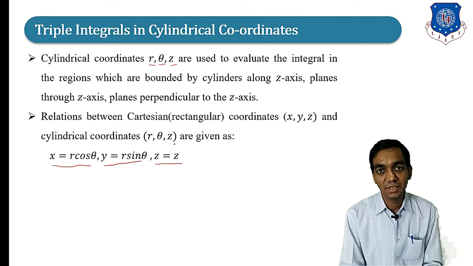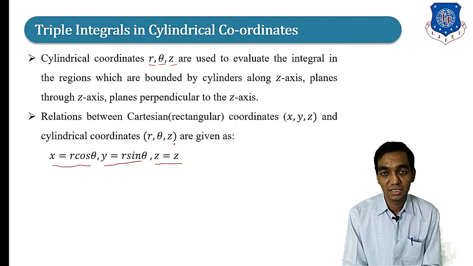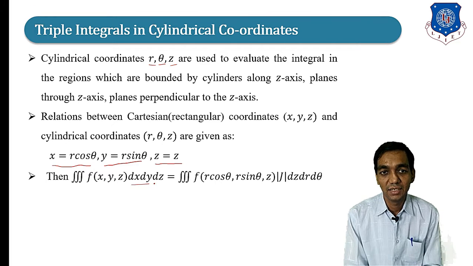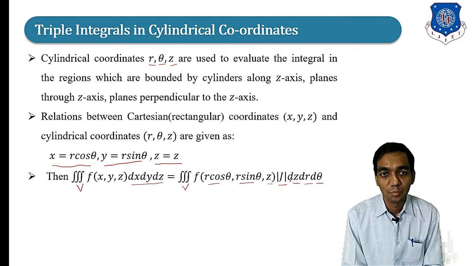Now, as we are changing the variables, you have to also change the triple integration. So the triple integration of f of x, y, z, dx dy dz over any volume V becomes a triple integration over the same volume V. There is no change in volume. Of f of r cos theta, r sin theta, z into mod J dz dr d theta. See, z remains z, so there is no change in z. But dx dy is going to be changed.